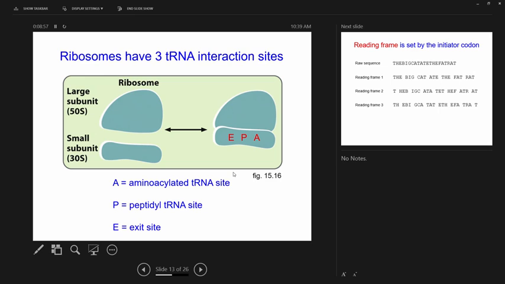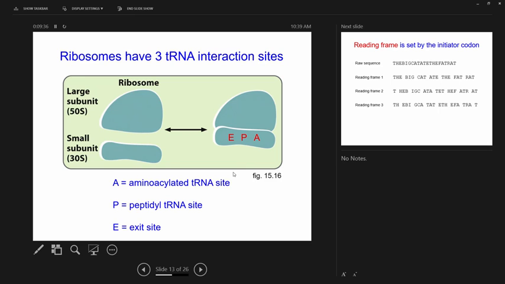What is an amino acylated tRNA? It is just a transfer RNA that has an amino acid stuck on it. So the A site, we'll see next time, is going to be where transfer RNAs bind when they're bringing in amino acids to be added to the protein chain. The P site is the peptidyl tRNA site. The tRNA in the P site is going to actually have the entire developing protein chain hooked to it.